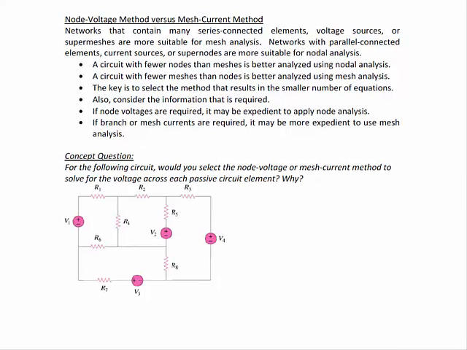Hopefully you've had a chance to look at the circuit and come to your own conclusion, and hopefully you did select the mesh current method. Let's talk about why. First of all, there are only 4 meshes. So that would be 4 equations.